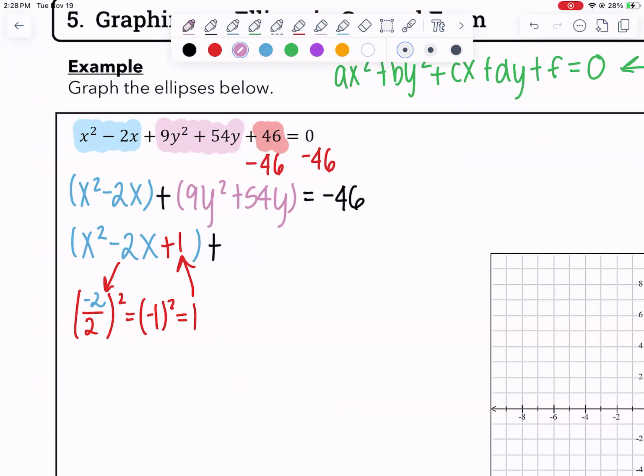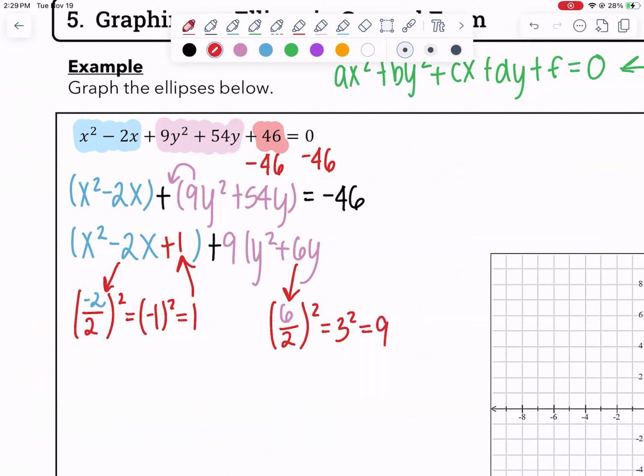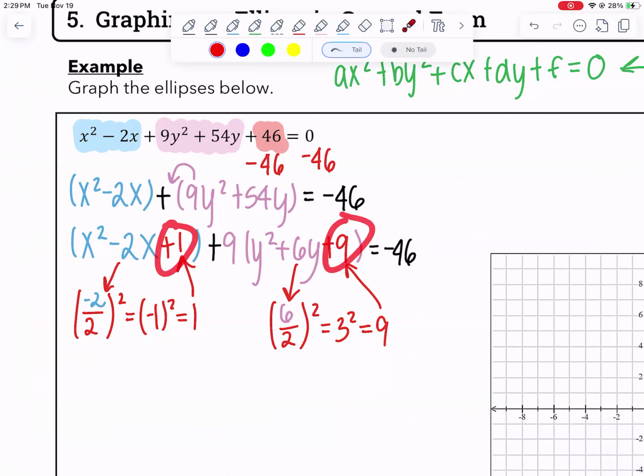Plus, I'm going to factor that 9 out from the y squared. So that's 9 times y squared plus 6y. I'm taking this 6, dividing it in half, squaring it. 6 divided by 2 is 3. 3 squared is 9. So I'm adding 9 in here. Equals negative 46.